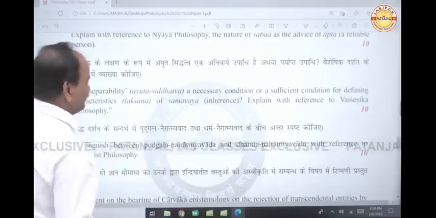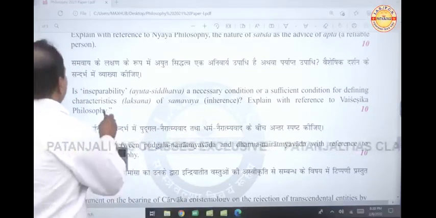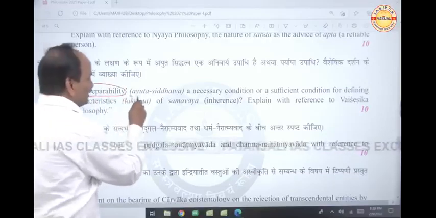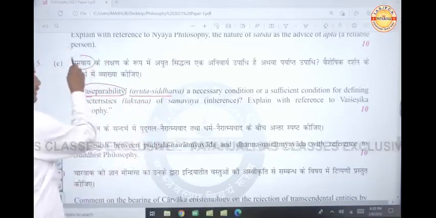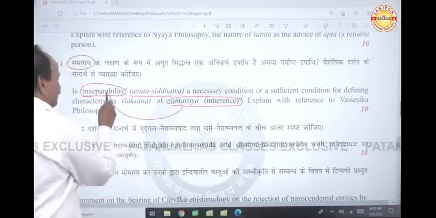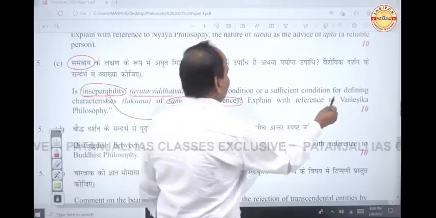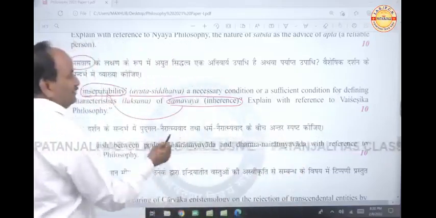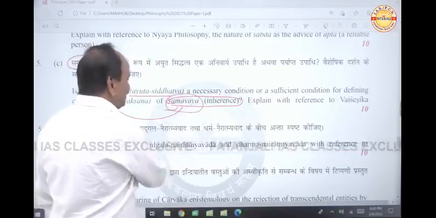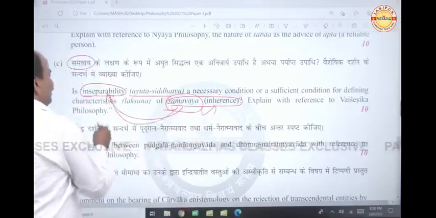This is a 2022 question, which was asked recently on 20th January, and this one on 16th January. Is inseparability, that is ayut siddha? Ayut siddha, see, samavaya is given here. Samavaya, inherence means inseparability. Ayut siddha in Sanskrit is a necessary condition or a sufficient condition for defining characteristics, lakshana, explained with reference to Vaisheshika philosophy. So in Vaisheshika we will discuss samavaya in detail. Samavaya means inherence. It's a kind of inseparable relation.